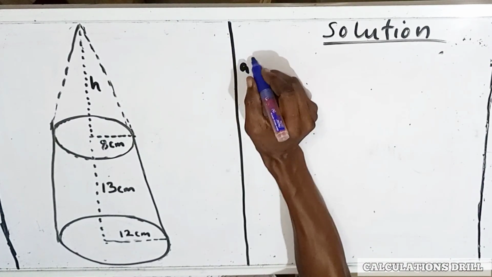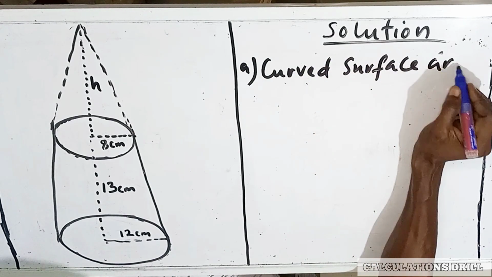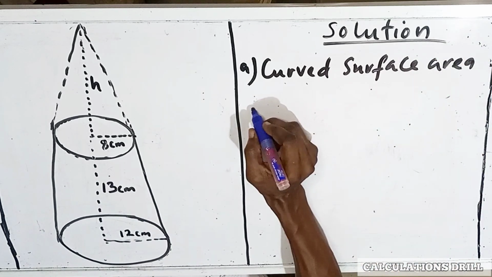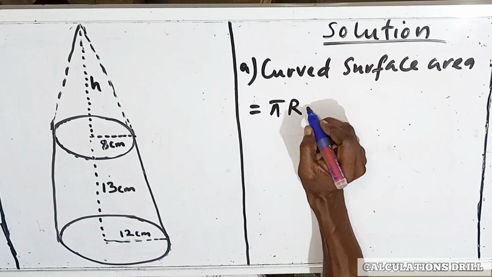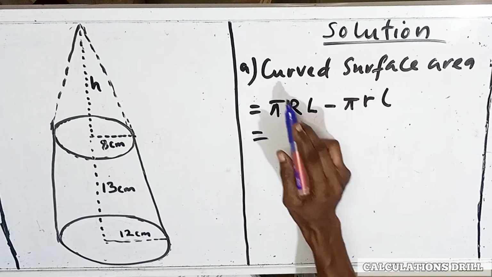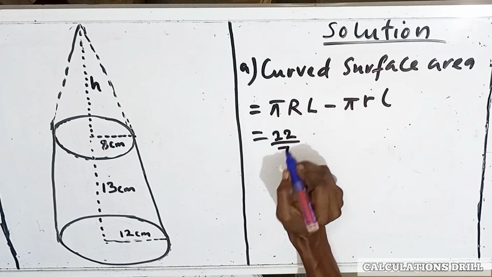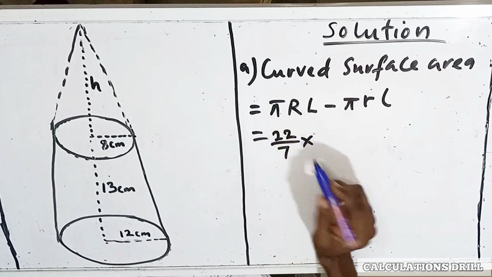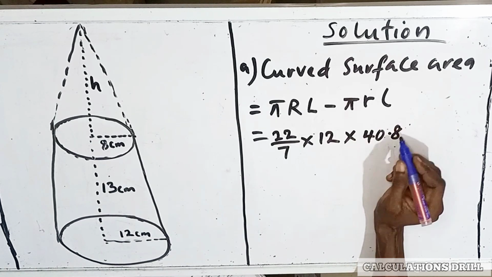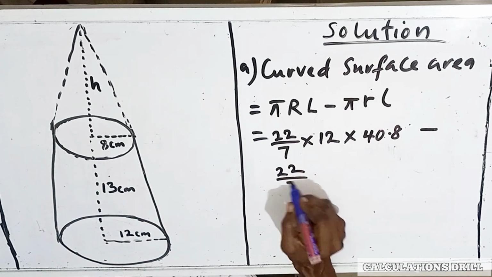Curved surface area. That is what we want to solve for now. For the curved surface area, we need to use the area of the bigger cone minus the area of the smaller cone. That is what we need to do here. To do that, the radius of our bigger cone is 12, while the slant height is 40.8. So minus the area of the smaller cone.